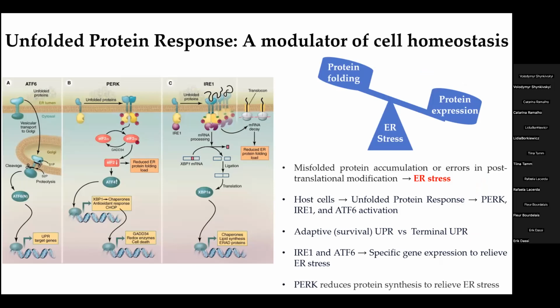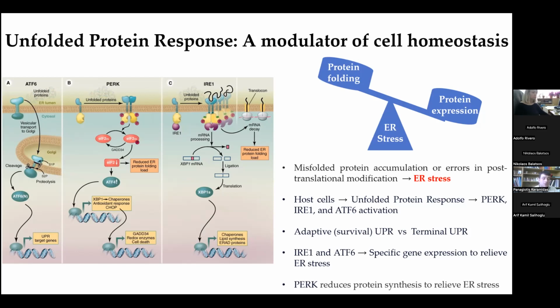So, an important signaling pathway that we wanted to study was the unfolded protein response. The unfolded protein response is a modulator of cell homeostasis where there is a disruption between the capability of cells to express proteins and to fold them. So there is a condition triggered called ER stress, and host cells try to relieve this ER stress by activating 3 transducers: ATF6, PERK, and IRE1 elements.